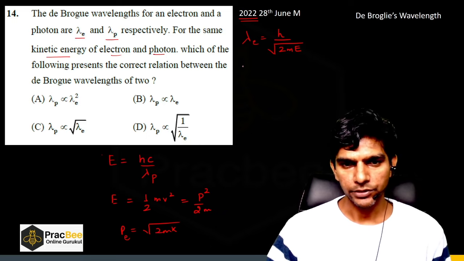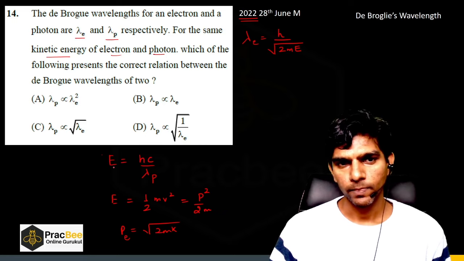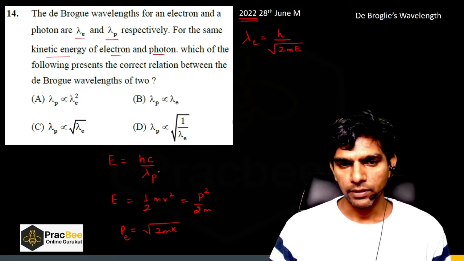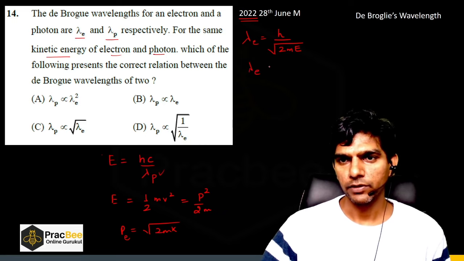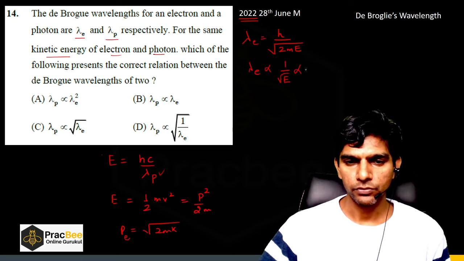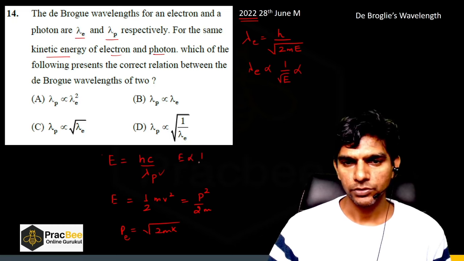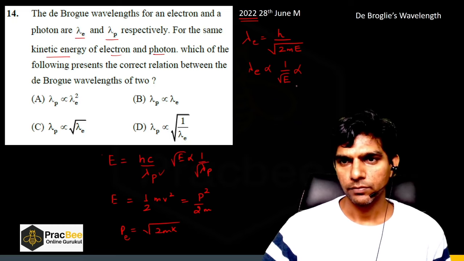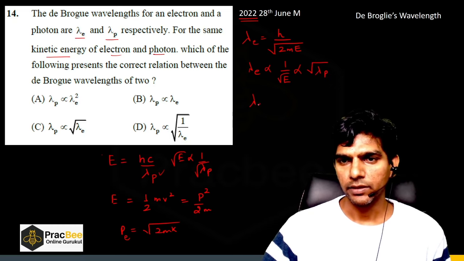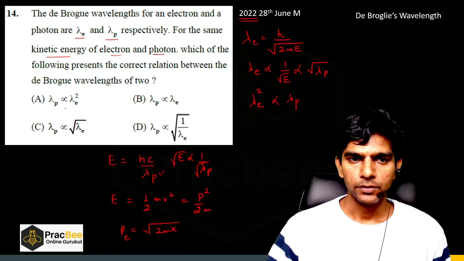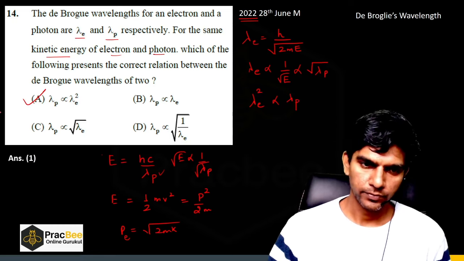And we have to find the relation between the wavelength of photon and the electron. So lambda of photon is inversely proportional to energy. So we can say lambda E will be inversely proportional to root of E, and E is inversely proportional to lambda P, right? So root E will be inversely proportional to root lambda P. So this will be directly proportional to root of lambda P. So we can square on both sides. So lambda E square will be directly proportional to lambda P. So option A is the right answer.